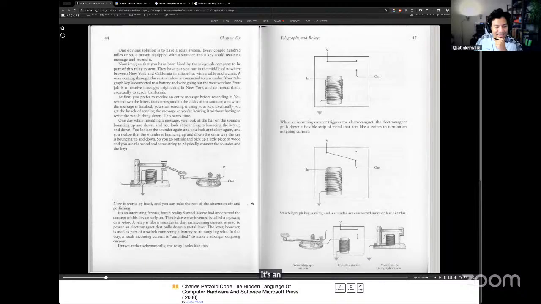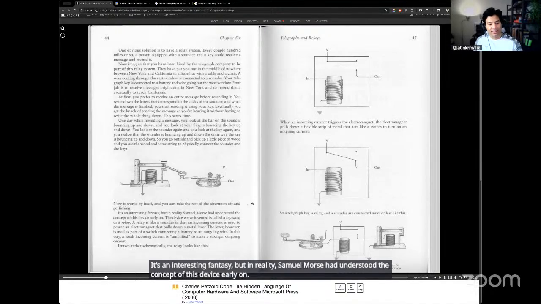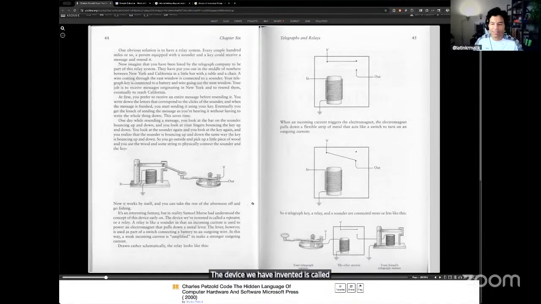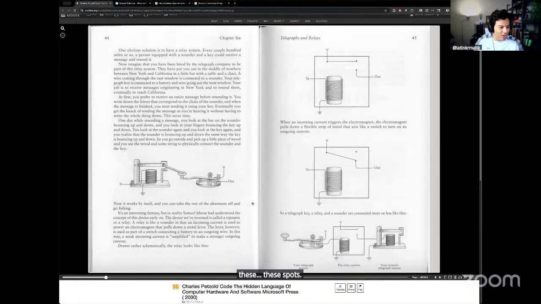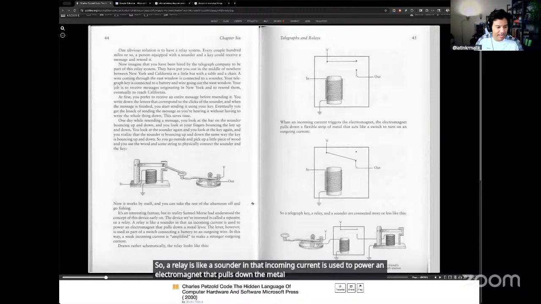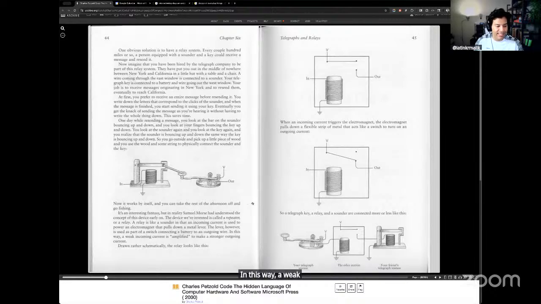It's an interesting fantasy, but in reality, Samuel Morse had understood the concept of this device early on. The device we have invented is called a repeater or a relay. A lot of these words are used again in our network terminology, but they all originate from these parts. A relay is like a sounder in that incoming current is used to power an electromagnet that pulls down a metal lever. The lever, however, is used as part of a switch connecting a battery to an outgoing wire. In this way, a weak incoming current is amplified to make for a strong outgoing current.